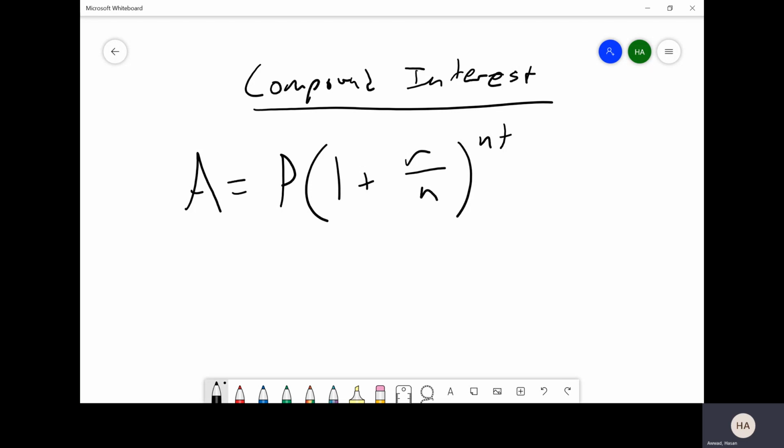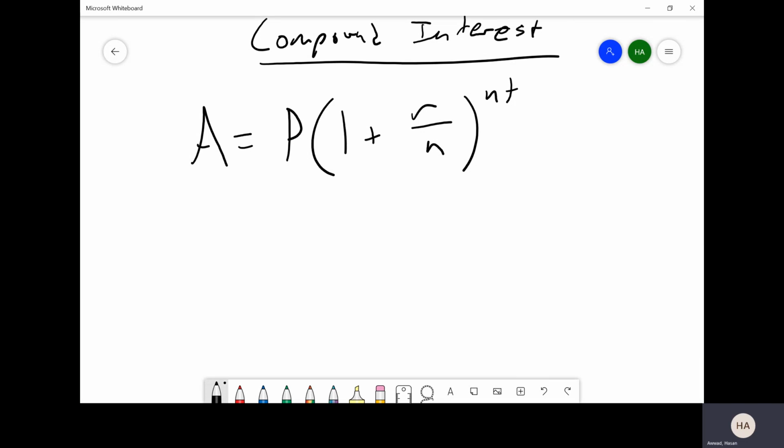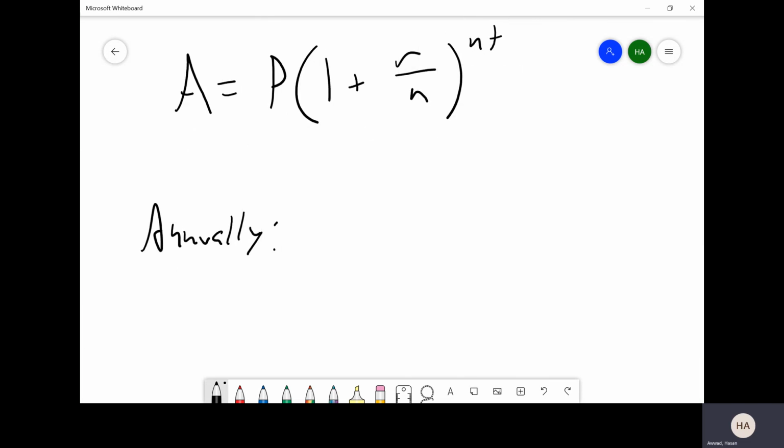Okay? Okay, so let's try to set up the annually one. We'll do that together here. Okay, so if we're talking about annually, then what does this mean? This means, again, A is equal to 100, right? 100 is my starting amount, so 100 is my P.